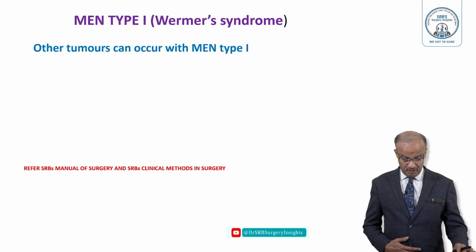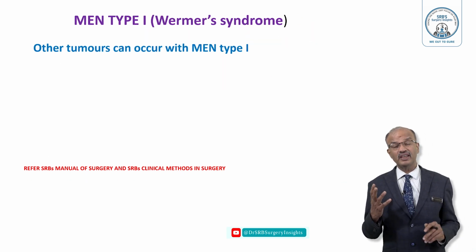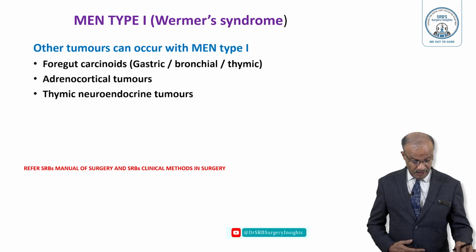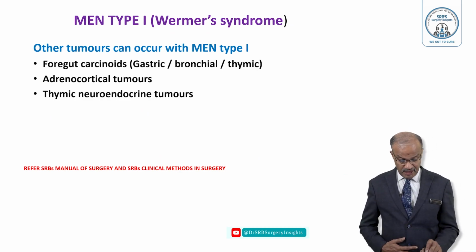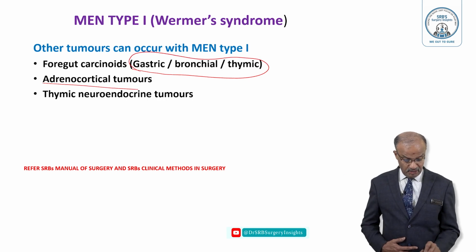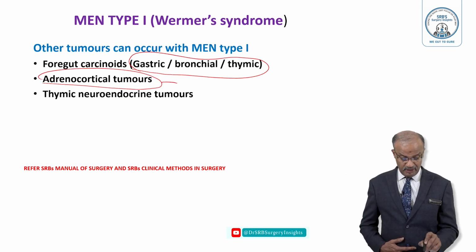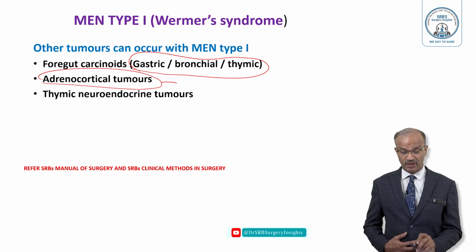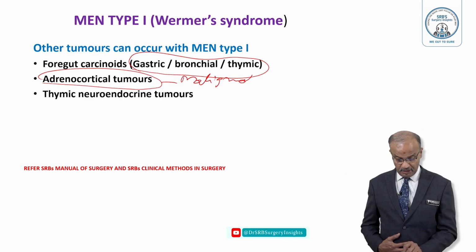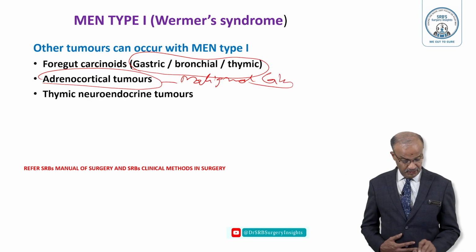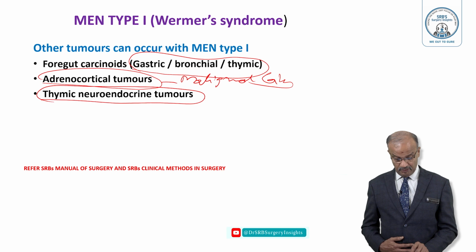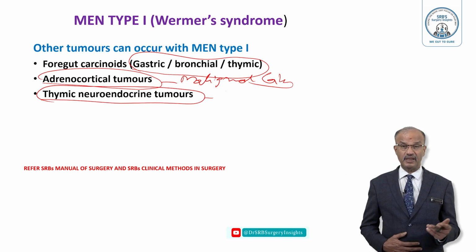Other tumors are often not as common as parathyroid, pancreas and pituitary, but they can occur. Remember foregut carcinoma, other dangerous, life-threatening tumors, gastric, bronchial, thymoma. Adrenocortical tumors, invariably when they occur in MEN type 1, Wermer's syndrome, are malignant, which means they are carcinomas. Thymic neuroendocrine tumors may be rare but are very aggressive, and sometimes they are malignant also.